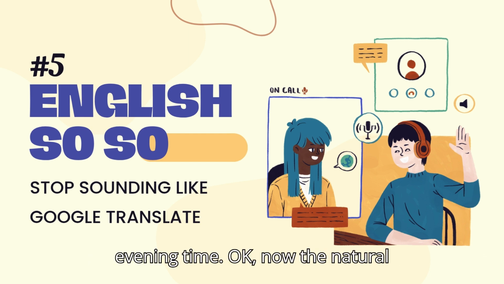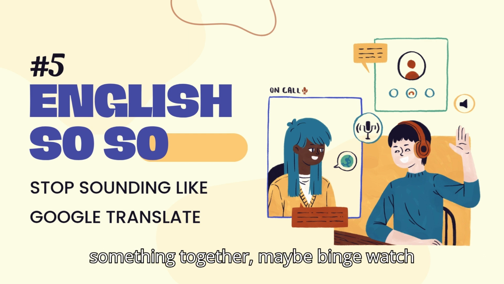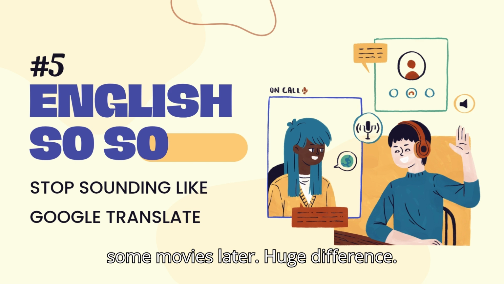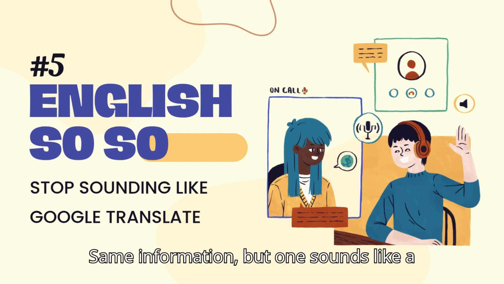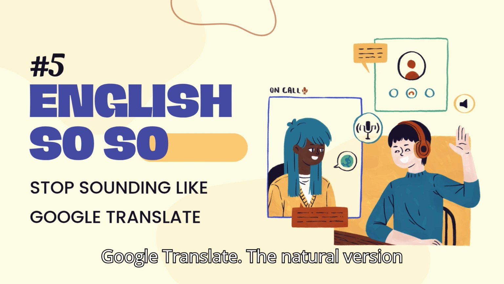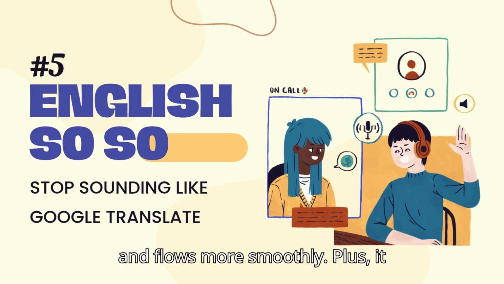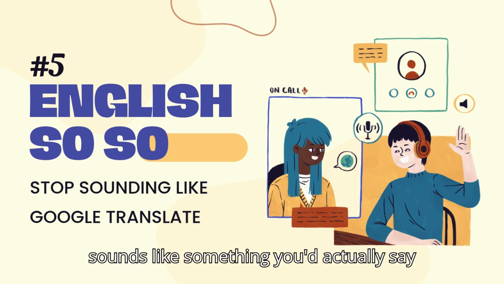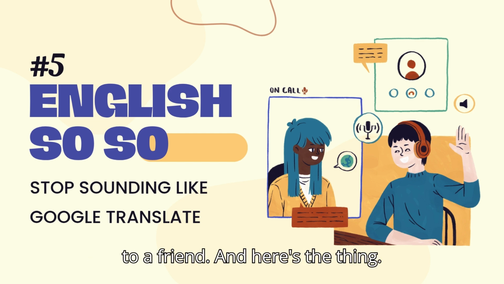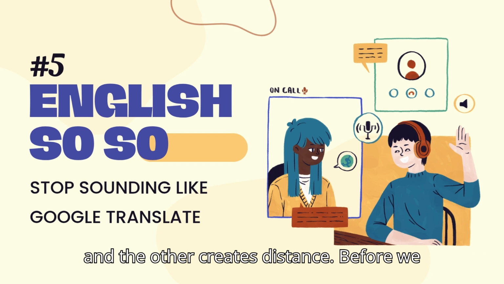Okay, now the natural version. This weekend, I'm hanging out at my friend's place. We're going to cook something together, maybe binge watch some movies later. Huge difference. Same information, but one sounds like a human and the other sounds like, well, Google Translate. The natural version uses contractions, casual vocabulary, and flows more smoothly. Plus, it sounds like something you'd actually say to a friend. And here's the thing. Both versions are grammatically acceptable, but one creates connection and the other creates distance.